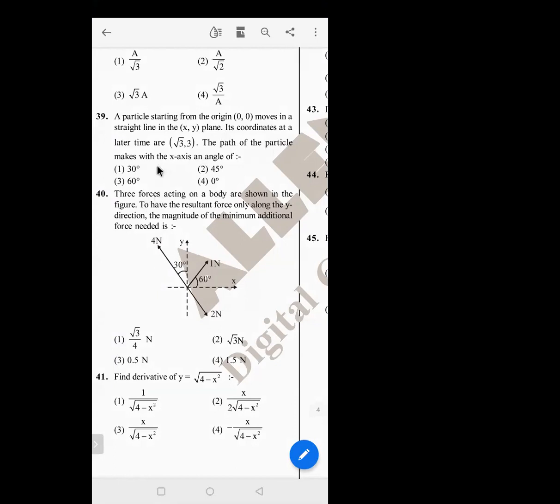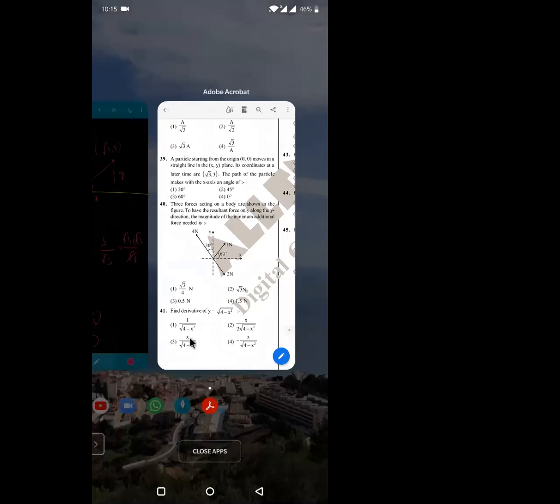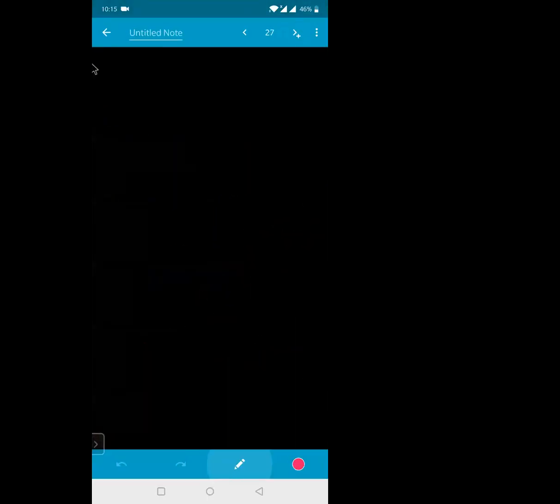The path of the particle will make with the x-axis what angle is asked. So theta must be equal to 60 degrees. Clear for everyone? Yes, sir.